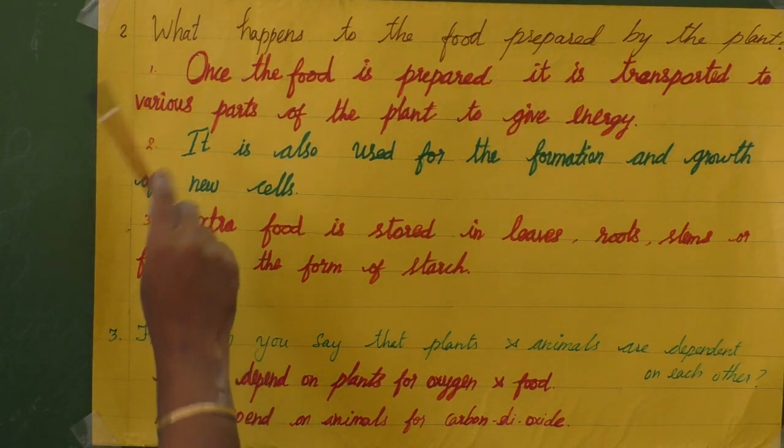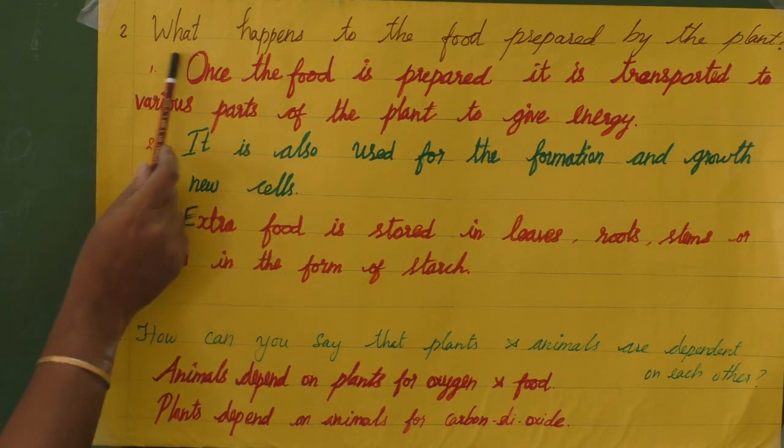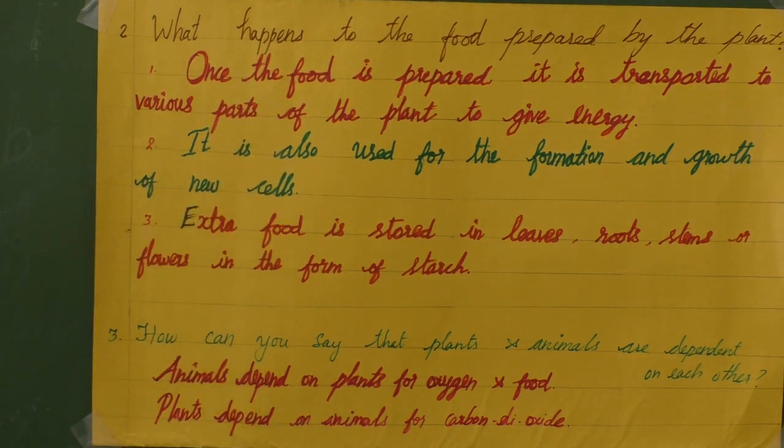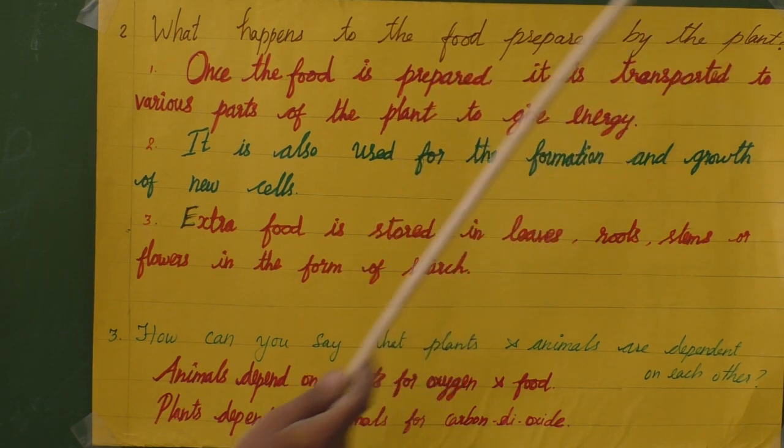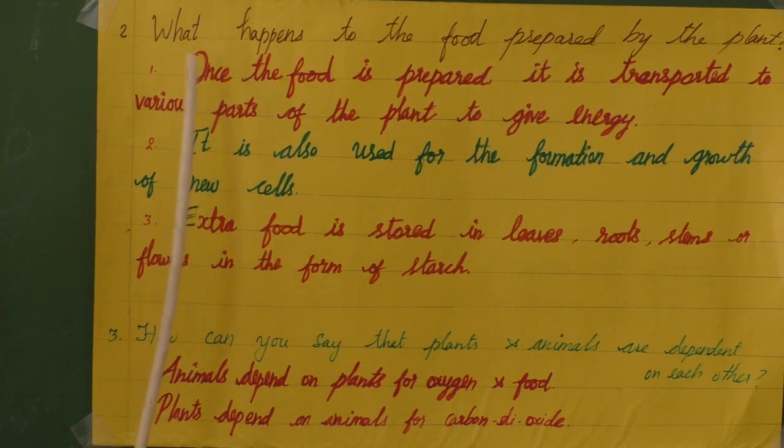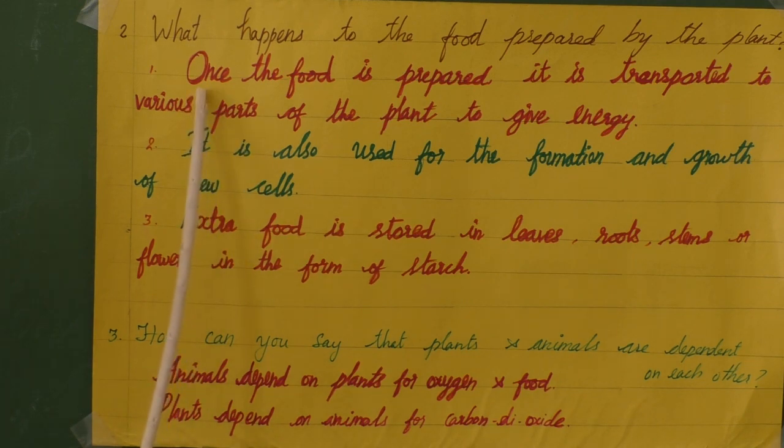Then second question, what happens to the food prepared by the plant? The food prepared by the plant is stored. It is utilized for its growth. That is why the plant prepares food. So here the answer we can write like this, 3 points.